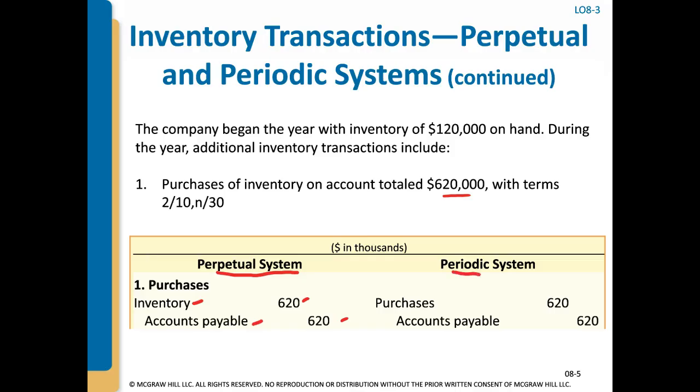$620,000. Under the periodic system, we do not update our inventory and cost of goods sold until the end of the period. Instead, we use these temporary accounts. And instead of inventory, we use this temporary account called purchases. So we debit purchases 620, credit accounts payable 620.